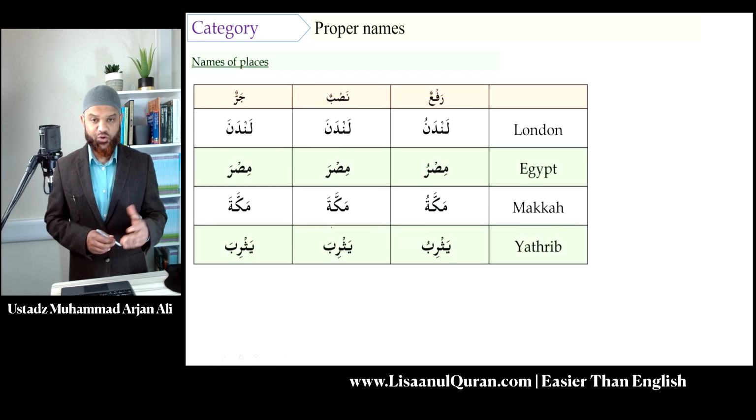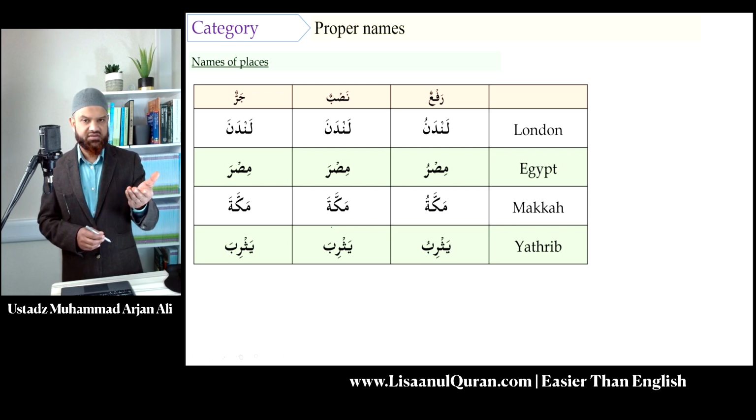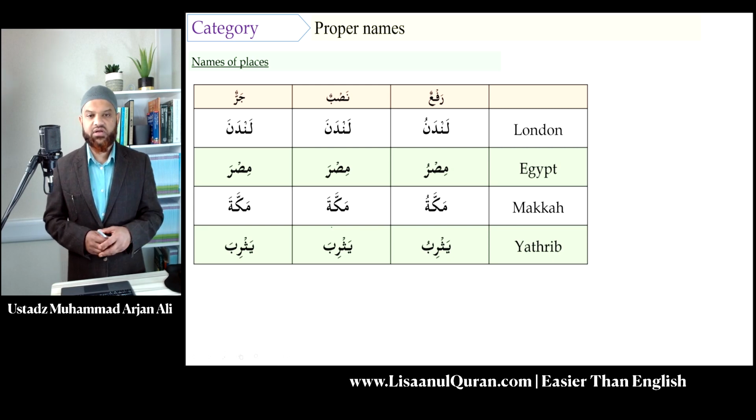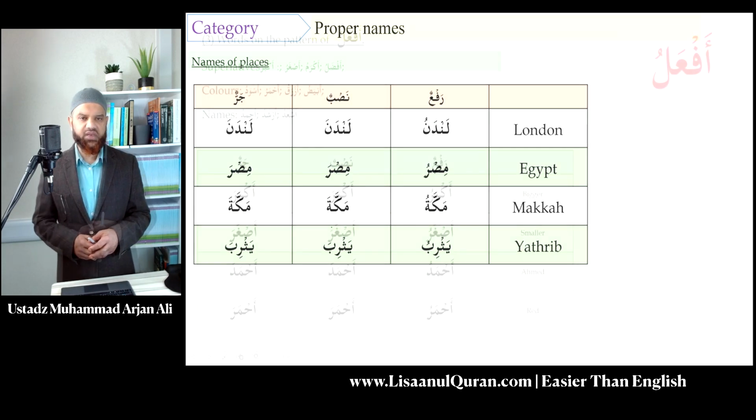Names of places, proper names. So we have London, Londonu, Londona, Londona. Misru, Misra, Misra. This is mentioned in the Quran, of course. Makkatu, Makkata, Makkata. Yathribu, Yathriba, Yathriba. Now, Yathrib was the name of the place, Medina, before the Prophet ﷺ went there. Then it became, of course, the city of the Prophet ﷺ.